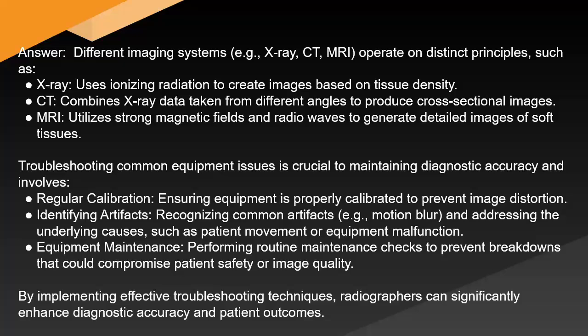Troubleshooting common equipment issues is crucial to maintaining diagnostic accuracy and involves regular calibration, ensuring equipment is properly calibrated to prevent image distortion; identifying artifacts, recognizing common artifacts, e.g., motion blur, and addressing the underlying causes such as patient movement or equipment malfunction; equipment maintenance, performing routine maintenance checks to prevent breakdowns that could compromise patient safety or image quality. By implementing effective troubleshooting techniques, radiographers can significantly enhance diagnostic accuracy and patient outcomes.